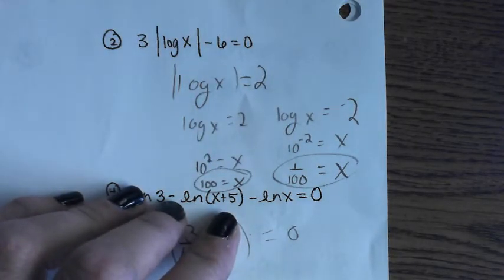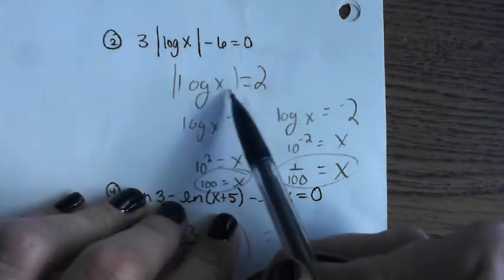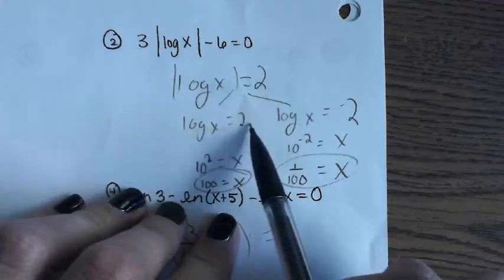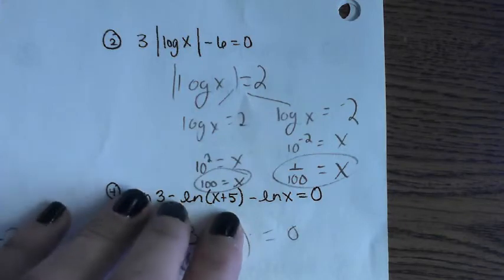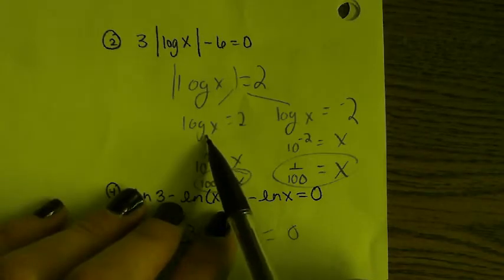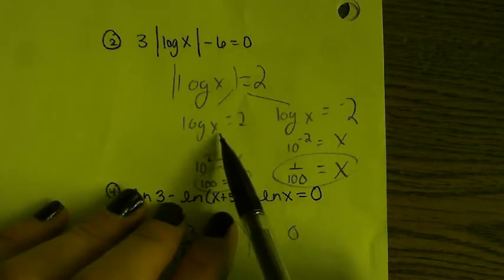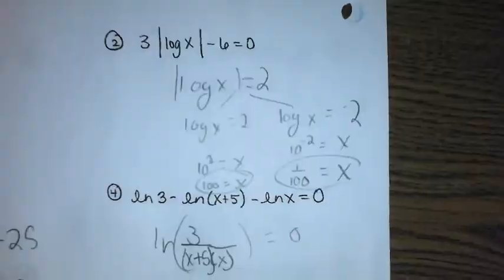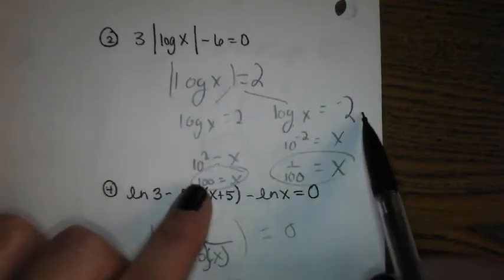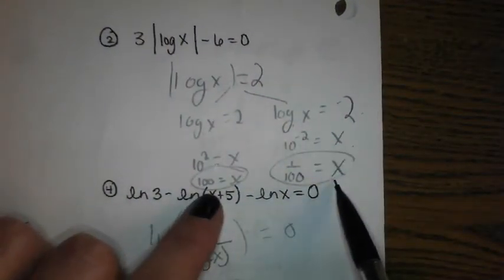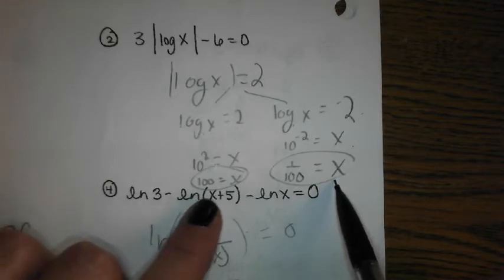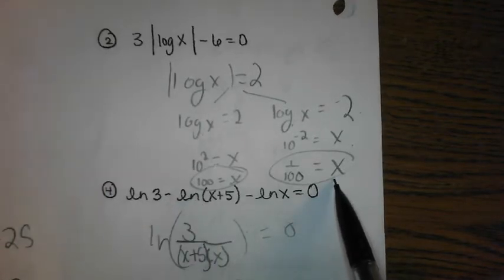They got the absolute value all by itself. They branched it off because of the absolute value into log of x equals 2, log of x equals negative 2. And they used their base of 10 raised to the other side equals x. And they got 2 answers. Perfect. Whose was that? Here's number 3.